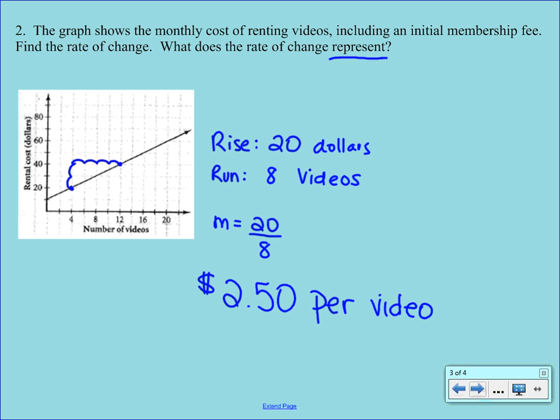Now you may notice at 0, if you rent 0 videos, your cost is $10. To you that may not make sense, but it's kind of like joining Netflix. You're going to pay a certain upfront charge, and then you're going to rent videos or rent things beyond that. So the initial membership fee here is $10 because when we rent 0 videos, it's still a cost of 10.